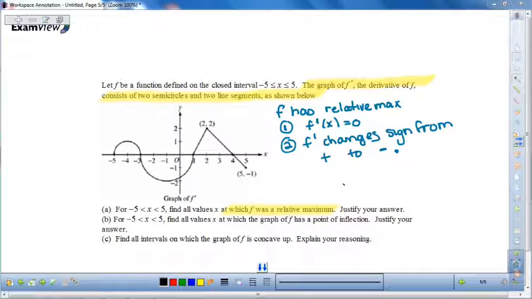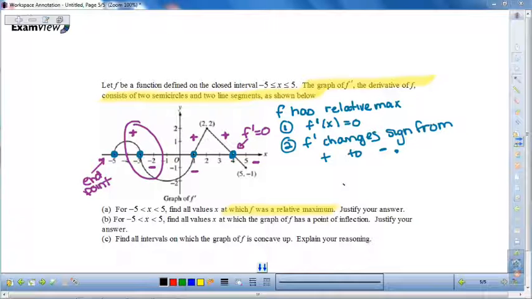Okay, so what we're doing is we're looking for the zeros. Since this is my derivative, we're looking at the zeros. We have a total of 4 zeros. I am not going to include my endpoint because my endpoint is not a relative max or min. So since these are my zeros where the derivative is equal to 0, I need to see where the y value of the derivative changes from positive to negative.